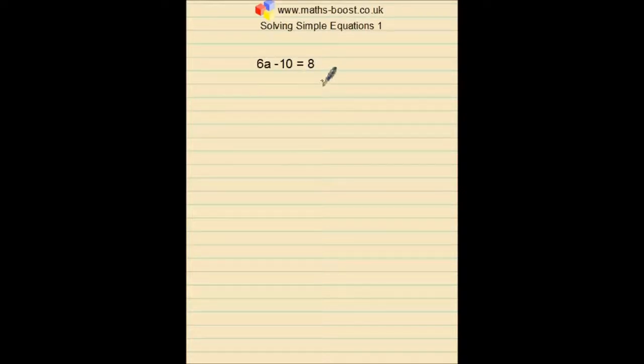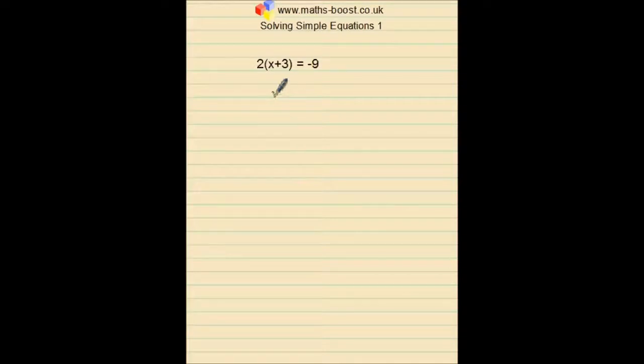Perhaps this would throw you. Instead of an x, I've used a different letter of the alphabet, but it's no different. I look at the number and do the opposite to both sides. And then I look at the number that's in front of, this time, the a, which is plus 6, so I'll divide both sides by plus 6. That cancels as I'd hoped, and I'm left with my answer.